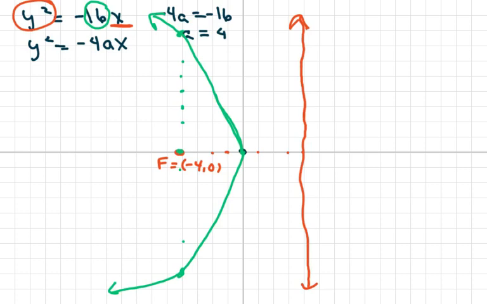Okay, and these two points, the points that define the latus rectum, this one would be negative 4, 8, and this one would be negative 4, negative 8.